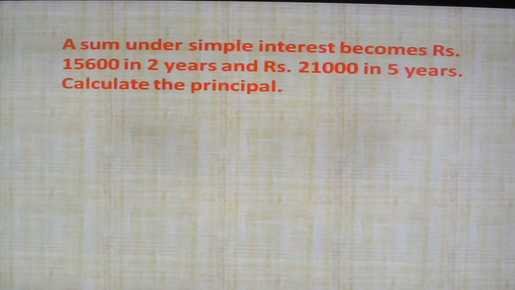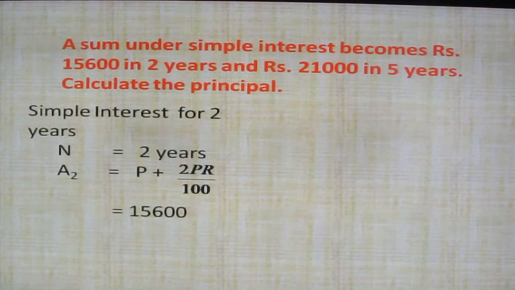A sum under simple interest becomes rupees 15,600 in 2 years and rupees 21,000 in 5 years. Calculate the principal. How to do this? We can use a formula method. SI equal to PNR by 100. Simple interest for 2 years where N equal to 2. So the amount we have got in 2 years, which has principal plus interest, is P plus 2PR by 100. In PNR by 100, I have just substituted N equal to 2. So P plus 2PR by 100 you will get 15,600.